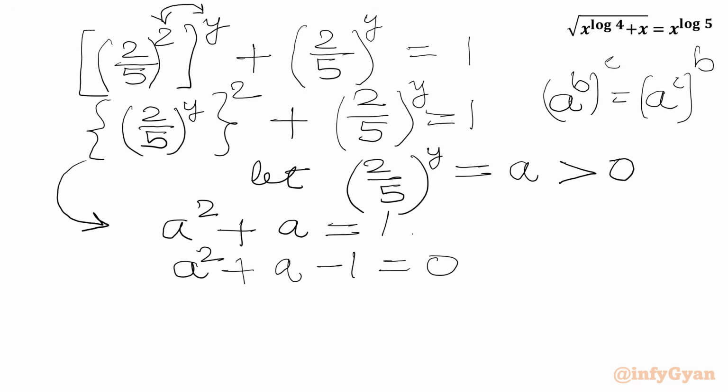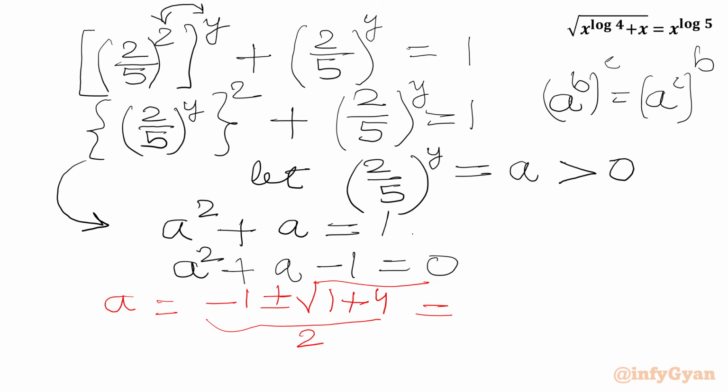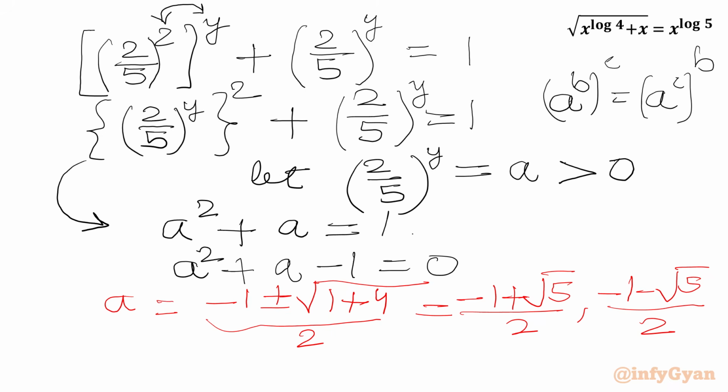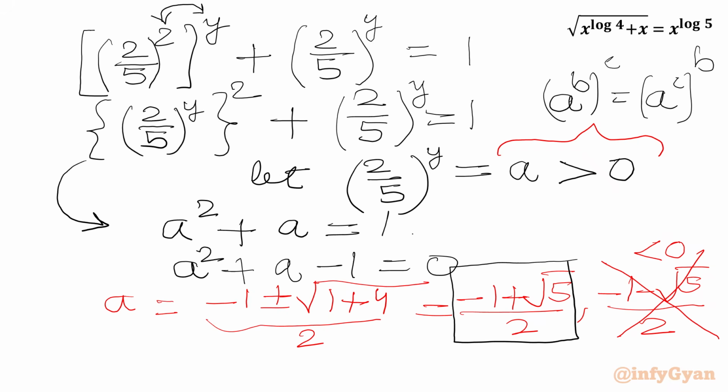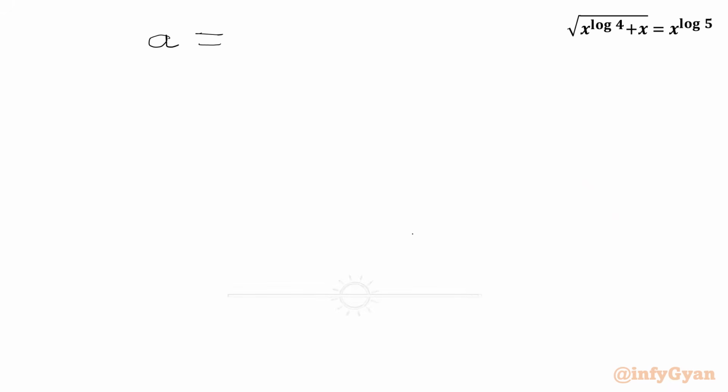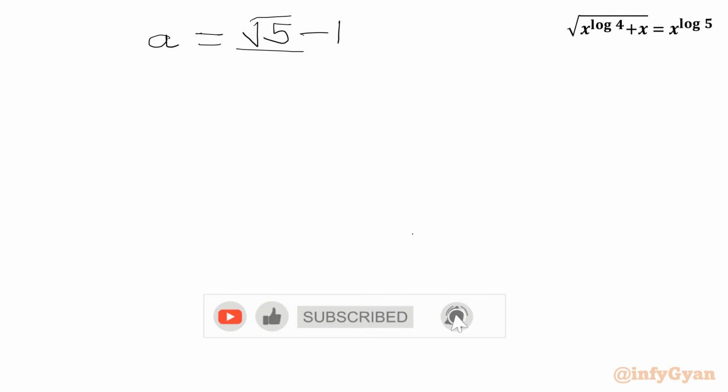Now we'll use the quadratic formula and we will get a equal to minus b plus minus square root of b square minus 4ac, so minus 1 plus minus square root of 1 plus 4, divided by 2. So from here we'll get minus 1 plus square root 5 over 2 and minus 1 minus square root 5 over 2. Now we have a condition on a: a should be greater than 0. But here we have a negative value, so we will reject this solution. So the accepted a is root 5 minus 1 over 2. I will write a equal to square root 5 minus 1 over 2.